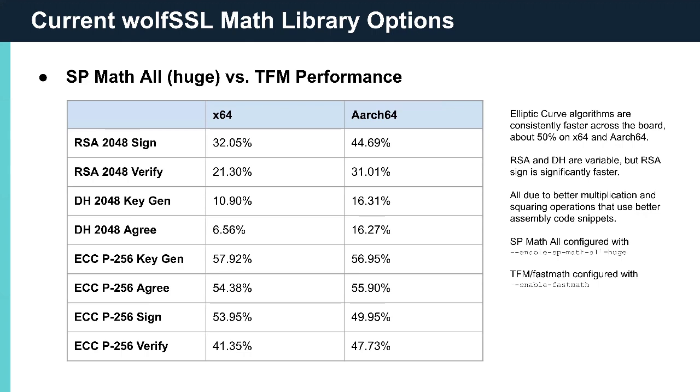Diffie-Hellman key generation, or key agreement maybe, is the lowest. On x86 it is 6% faster. But it ranges up to some of the larger ones, where ECC P256 agree or sign time is 50+% faster.